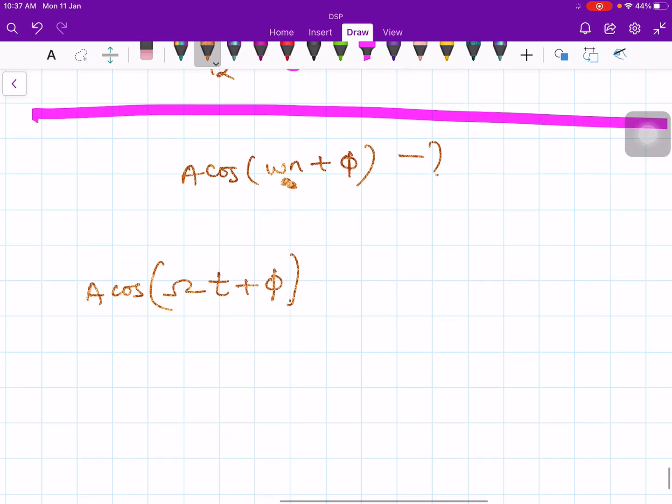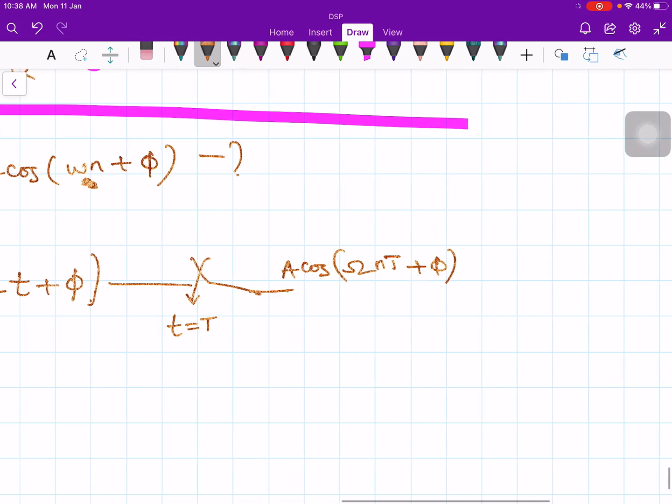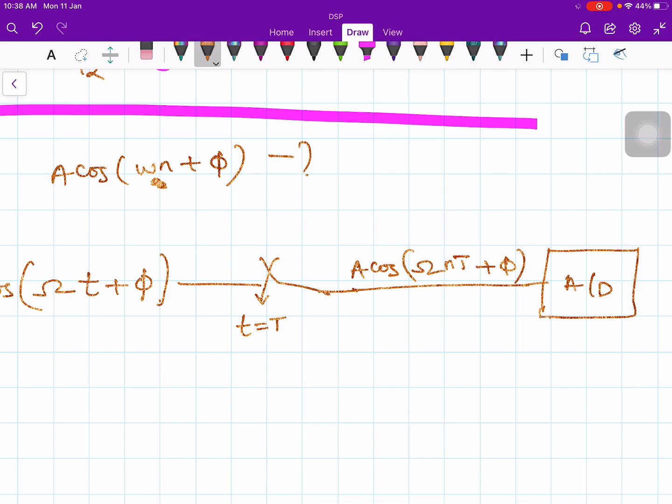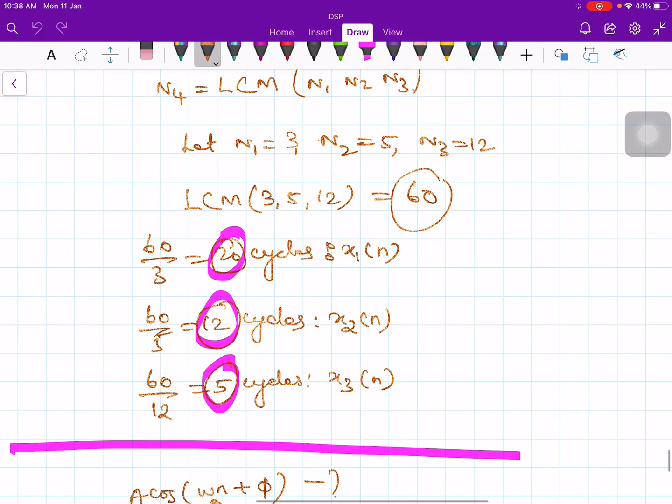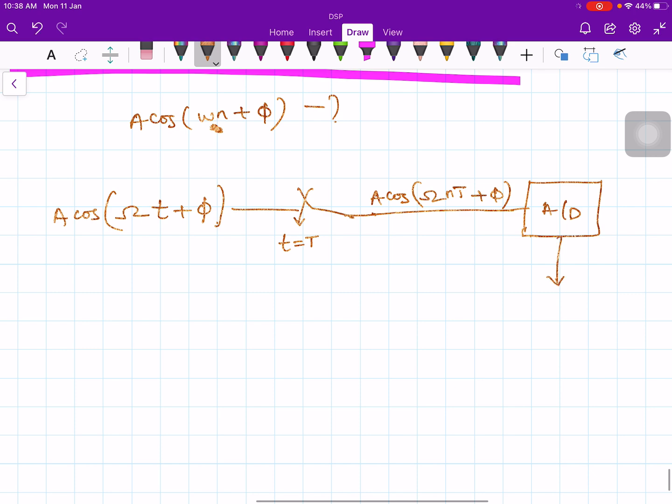Okay, now what you do is sample it at every capital T. Every capital T you sample it and then you will get A times cos of omega n capital T plus some phase angle phi. Okay, and then give it to A to D converter. So the output of A to D converter is a digital signal, A cos omega n plus phi. That's it.